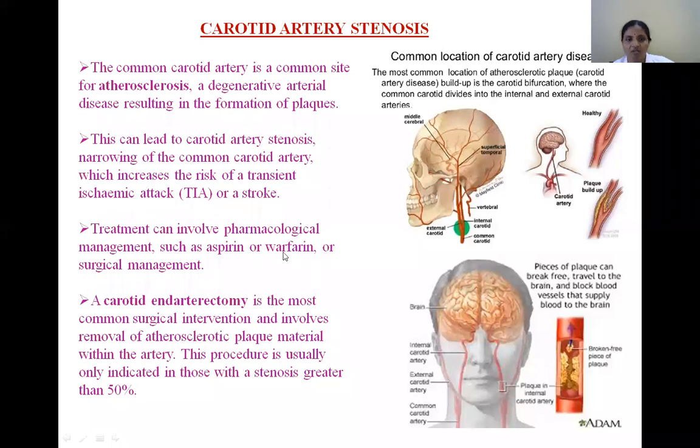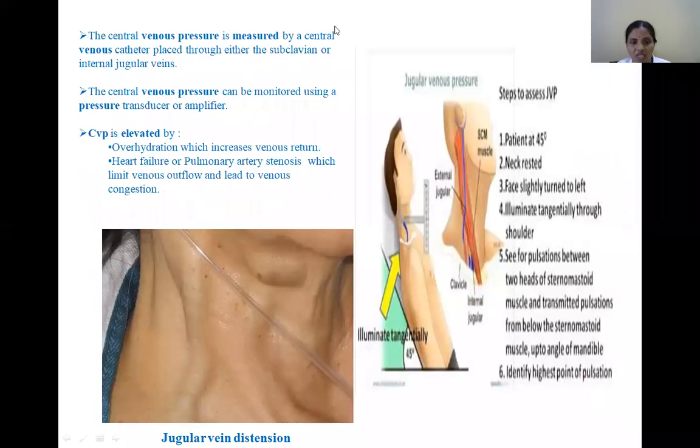So treatment can involve pharmacological means by giving aspirin or warfarin, or carotid endarterectomy, which is the most common surgical intervention. In this, they remove the atherosclerotic material by doing this procedure. And usually you see, this is a dilatation, meaning venous engorgement. What is this venous engorgement? It is due to increased pressure. We can easily appreciate it in old age also.